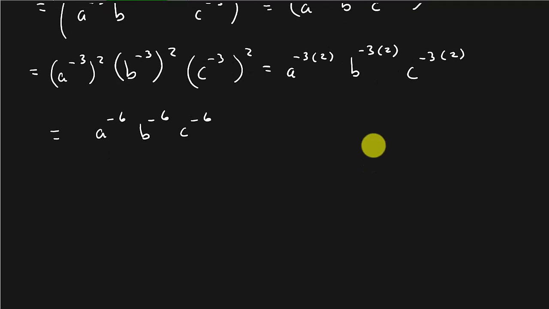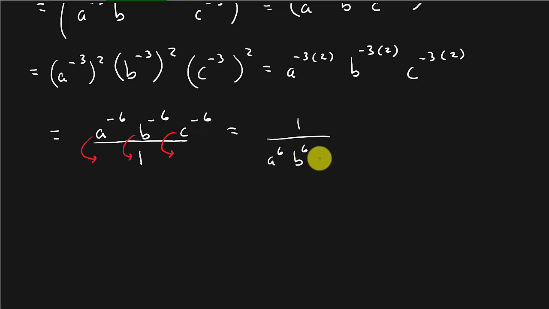Now let's see. There's a couple of ways we could write this answer, but let's do this. We're going to write this over 1, and we need to make all those exponents positive. So let's move each one of these across the fraction bar. Remember, when you move it across the fraction bar, that changes the sign of the exponent. So that's going to be 1 over a to the 6th, b to the 6th, c to the 6th. And there's your answer right there.